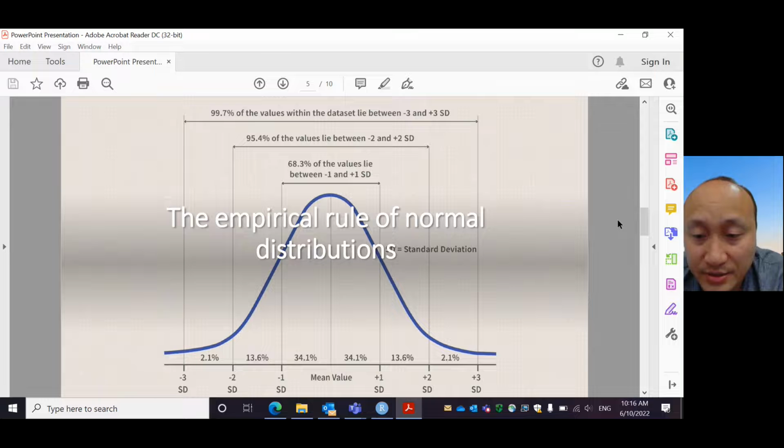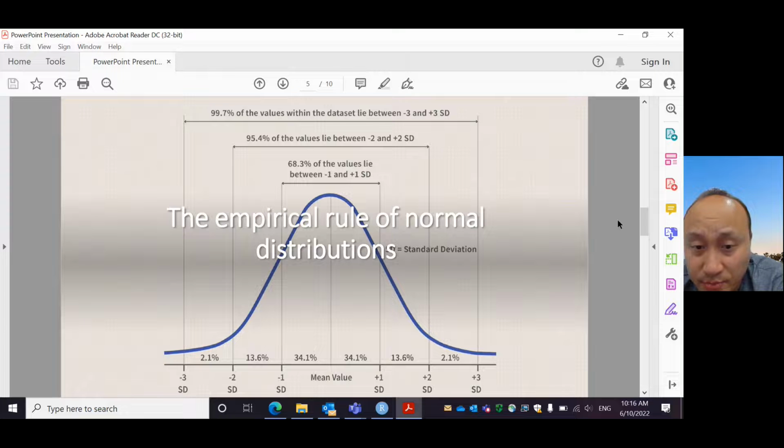And if the value is three standard deviations above or below the mean, the probability of that range will be 99.7%, almost 100%. So this rule applies to all normal distributions. We call this the empirical rule of normal distributions.